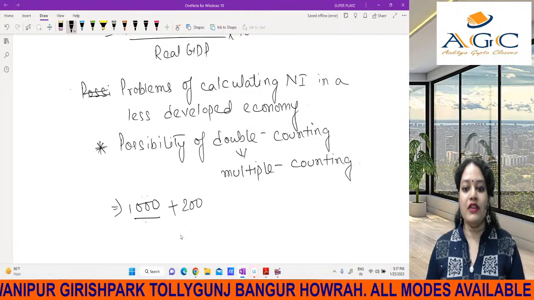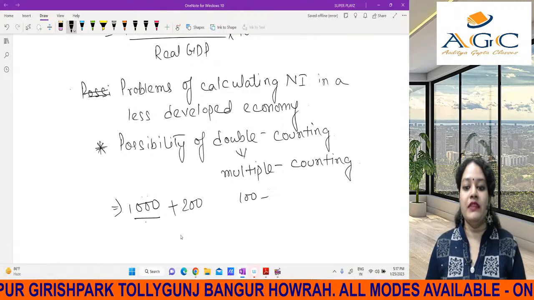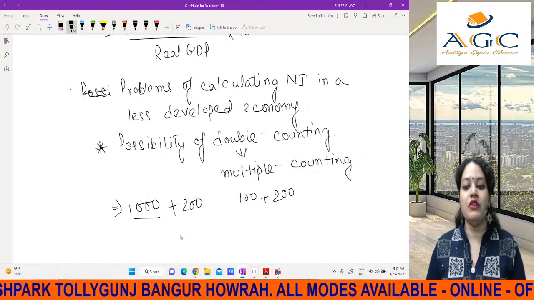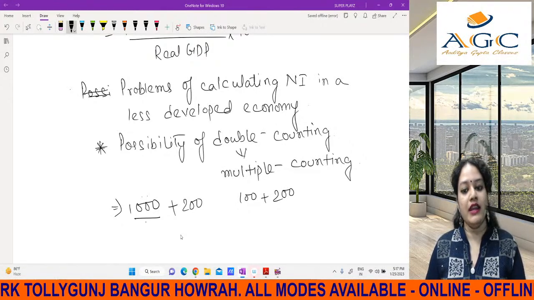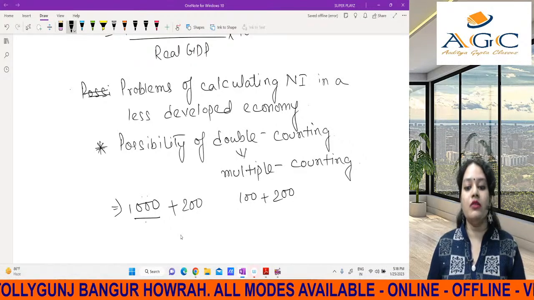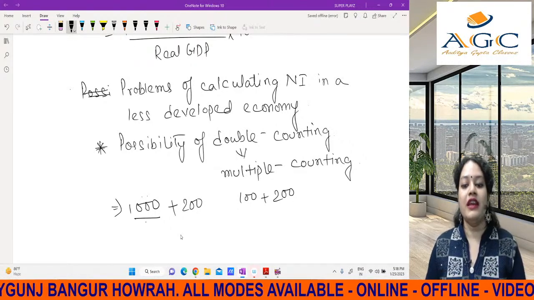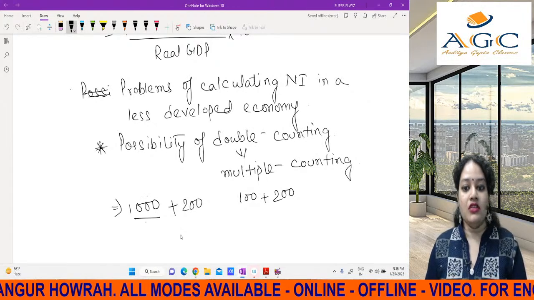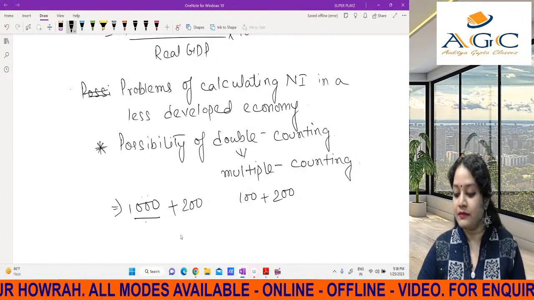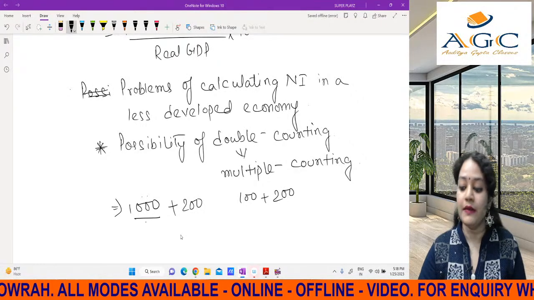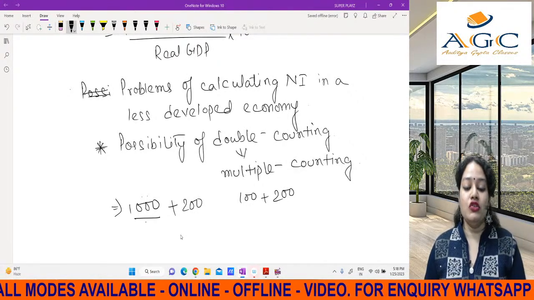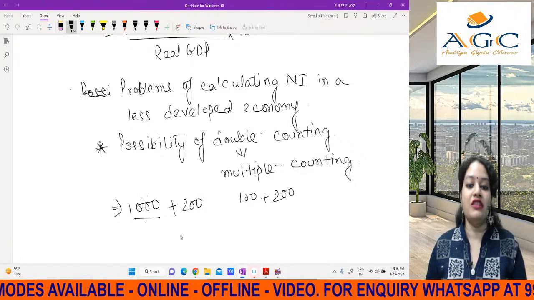Like if you have incurred a cost of rupees 100, then you have incurred a cost of rupees 200. Like each and every step you are writing down the values, right? That can be one thing. Or what you can do, you have to make sure that you are taking the value of final goods and not the value of intermediate goods. So these are the two steps in which you can be sure that this error has not occurred.